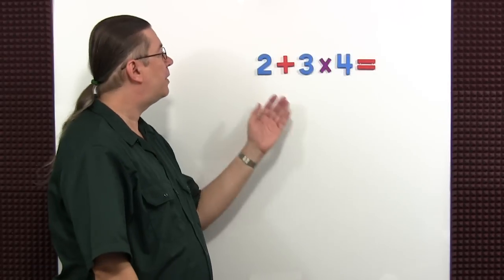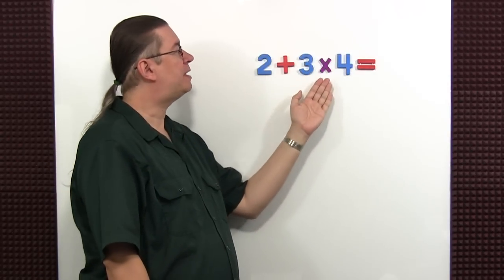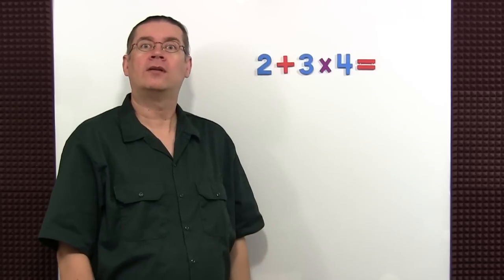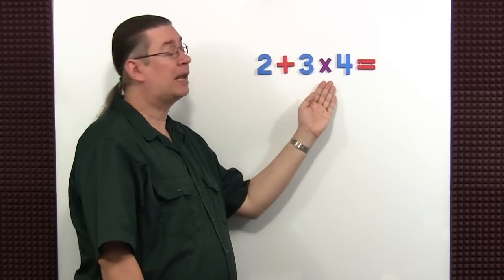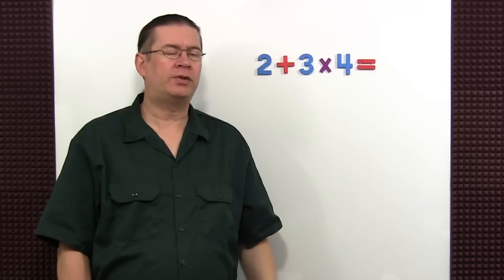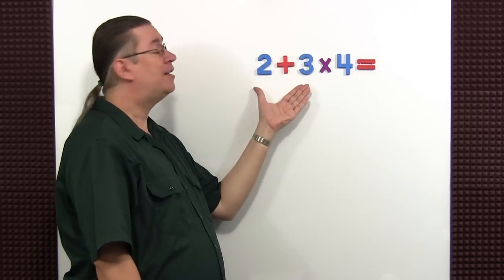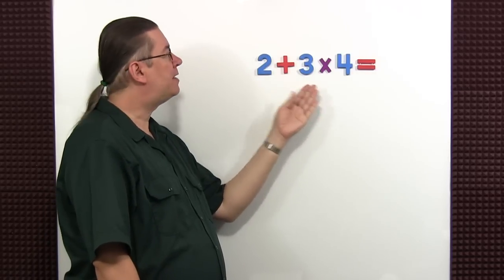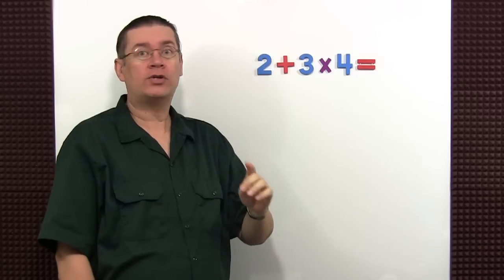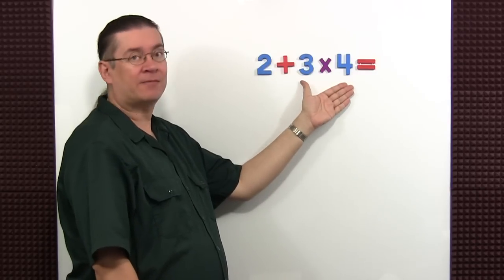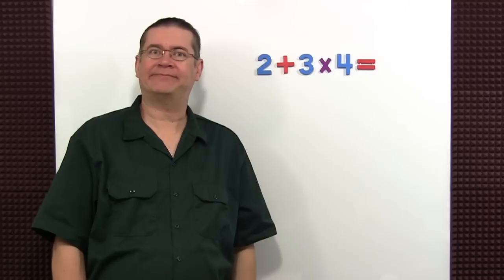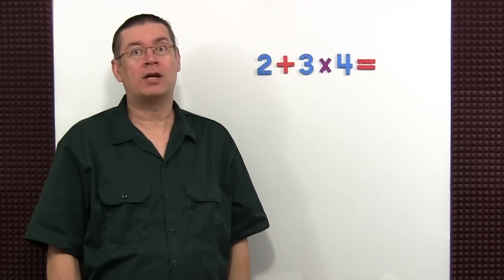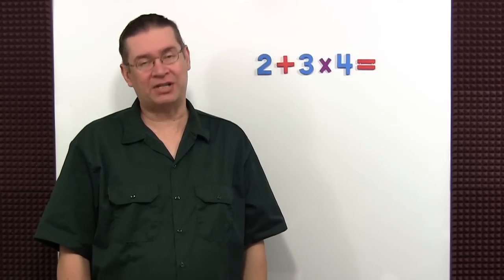Let's say we would like to evaluate the following: 2 plus 3 times 4. Notice that there are two mathematical operations going on, addition and multiplication. Which one should we do first? Should we add 2 plus 3 and then multiply the sum by 4? Or should we first multiply 3 times 4 and then add 2 to that product? Well, to answer that question, we need to learn about order of operations.